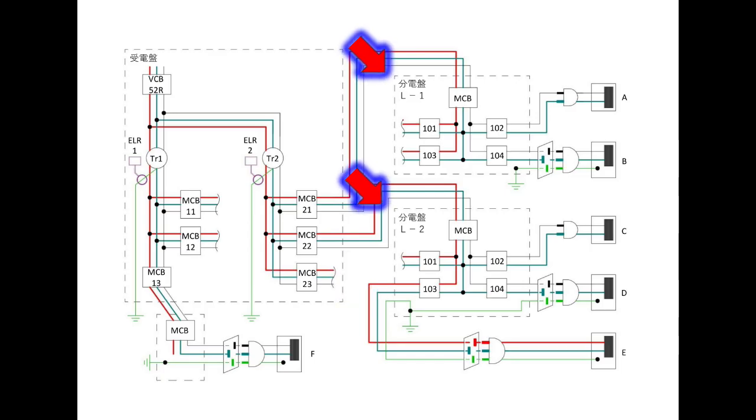Inside this broken line is the power distribution board for each room. I named them L1 and L2. Each has a main breaker. Below that, there is a branch breaker. The numbers are 101, 102, 103, and 104 in order from the top left.